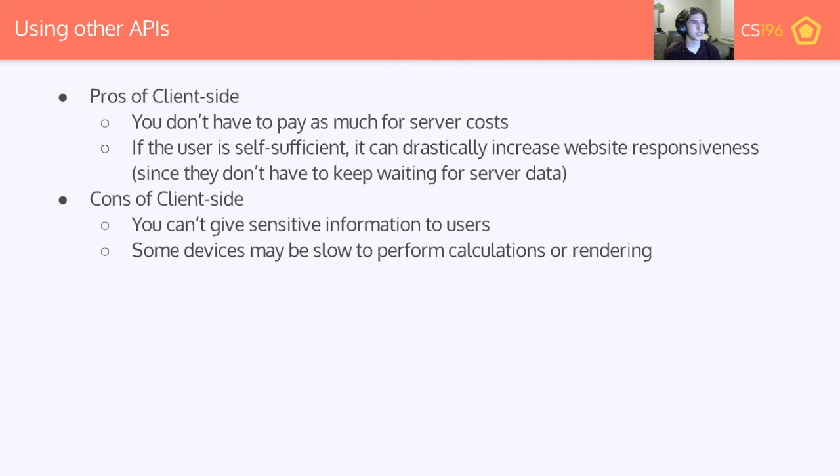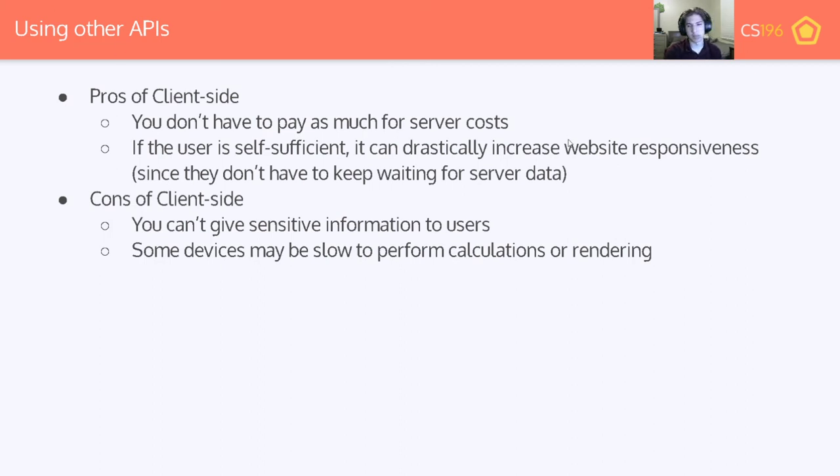If the user is self-sufficient, being if the user has everything they need on the web page, it can drastically increase web responsiveness, right? I can't think of a great example off the top of my head, but anytime they want to interact with something on the web page, they don't have to wait for server data every time.